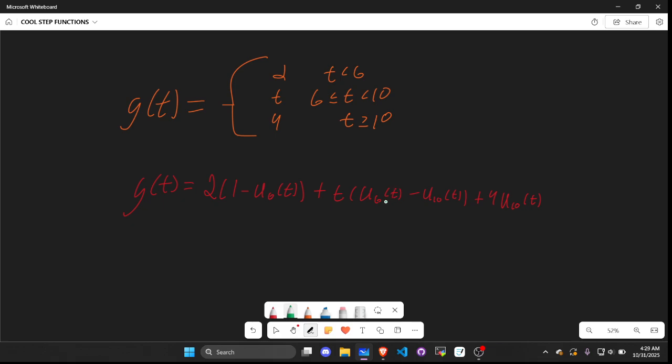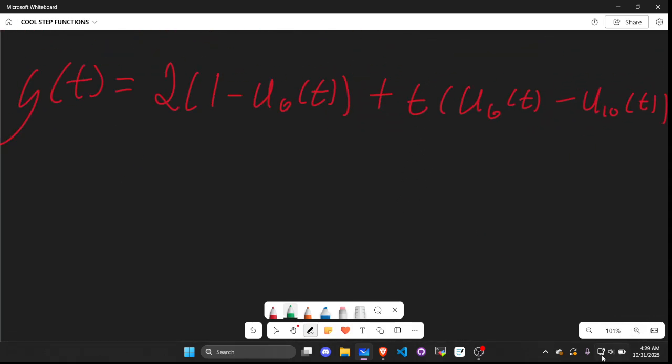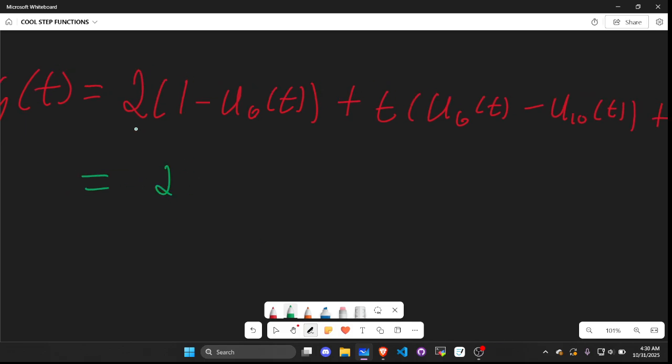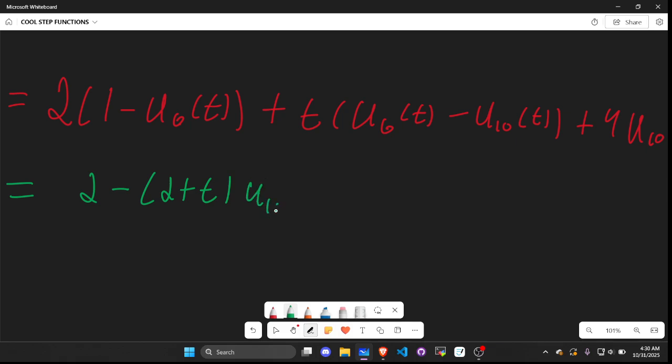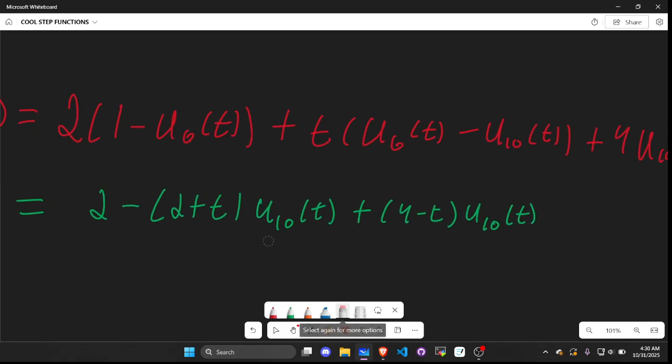Now what we're basically going to do is just rewrite it. So we're going to factor all the things together, and we're going to try and make it a little cleaner. So we're going to write it as 2, because you can distribute this 2, minus 2 plus t, u sub 10 of t, plus 4 minus t, u sub 10 of t. And this u sub 10 is not supposed to be a u sub 10, it's supposed to be a u sub 6. Very sorry about that.